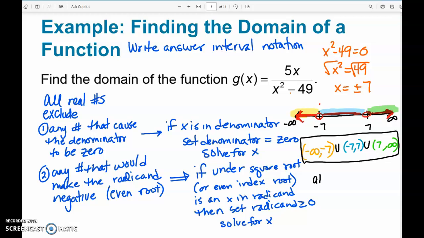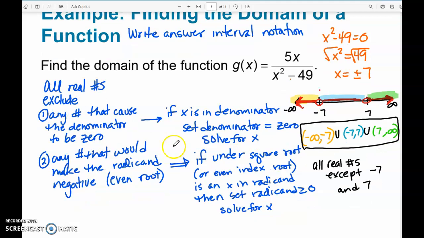So in a word description, it would be all real numbers except -7 and +7. But this is the answer written in interval notation. So let's look at the next one.